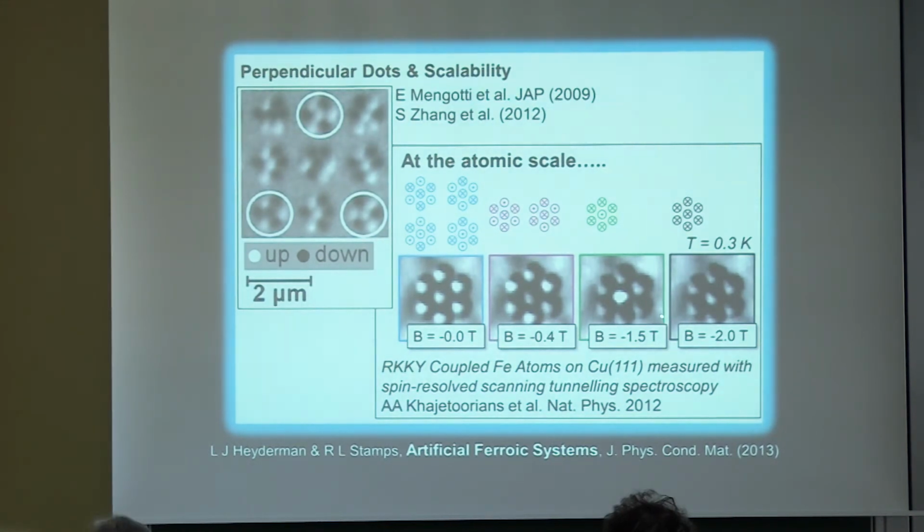So here, for example, you can see one last atom with the moment pointing in a different direction to the other 6 atoms, and then finally switches as you increase the field. So if you were going to ask, well, how small can you make them? Well, I guess the answer is if you're willing to work at 0.3 Kelvin down to the atomic scale.